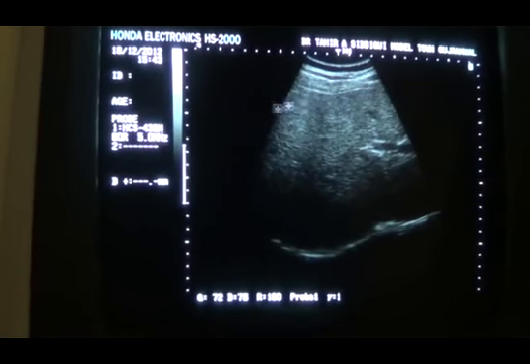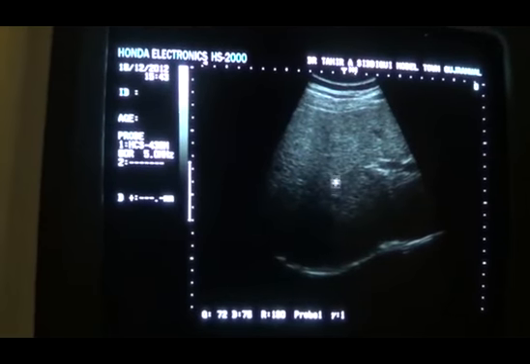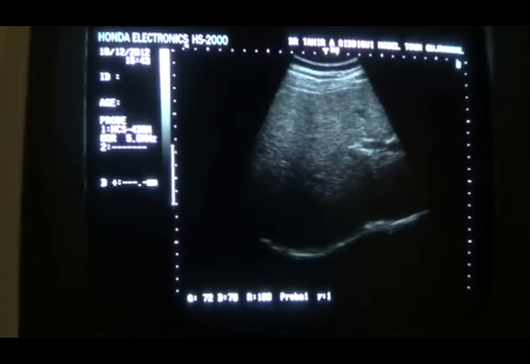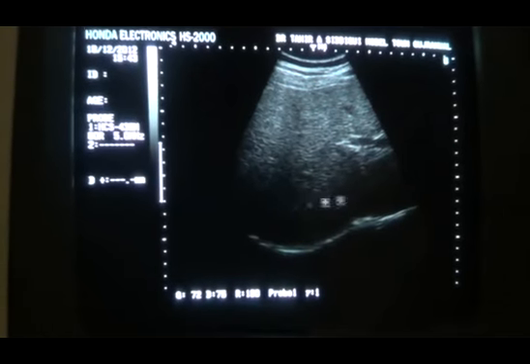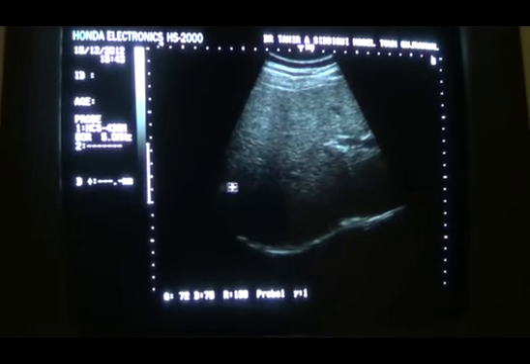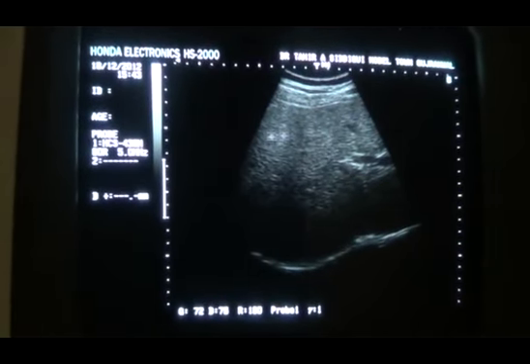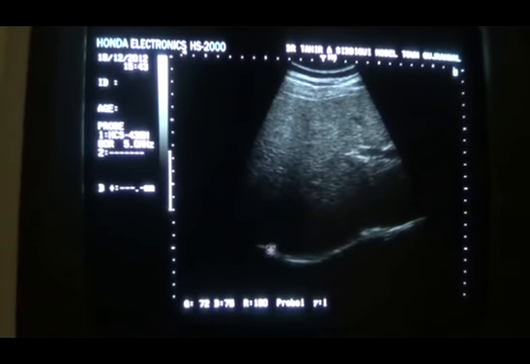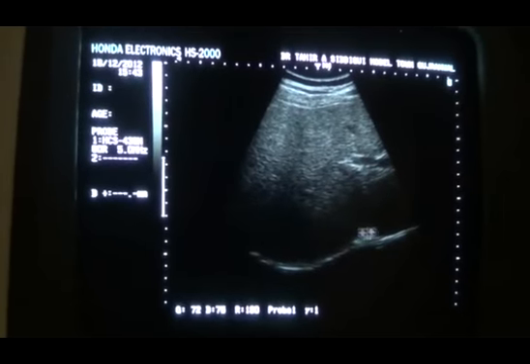Now this is the superior portion showing increased echogenicity, no coarseness, and this area adjacent to the diaphragm is showing blackness, or rather diffuse decreased echogenicity, because the sound waves are being absorbed by the fat in this portion. By the time they reach this area, they are so weak that when they go back, they give this image.